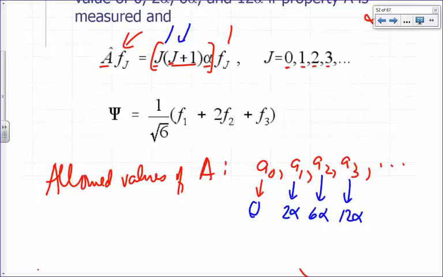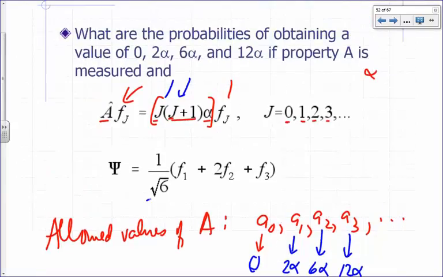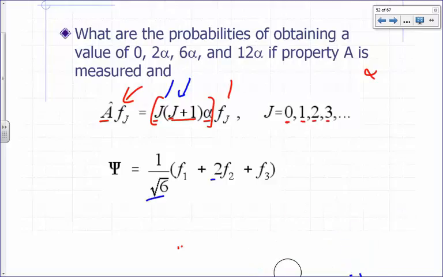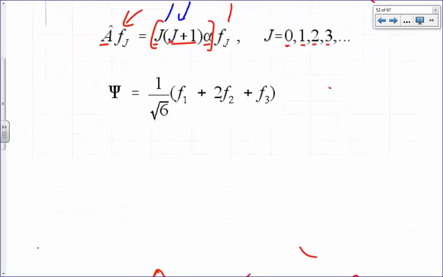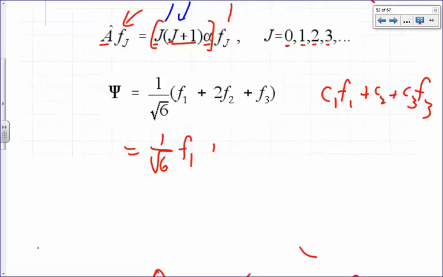All the accessible information. So if I want to know what's the likelihood I'm going to get 6 alpha if I were to make this measurement of A, then you say I have to know what psi is. Okay? And so let's say in this example, what if psi is given by this? 1 over square root of 6 f1 plus 2 f2 plus f3. Let's rewrite this as C1 f1 plus C2 f2 plus C3 f3. What would that be? 1 over square root of 6 f1 plus 2 over square root of 6 f2 plus 1 over square root of 6 f3, right?